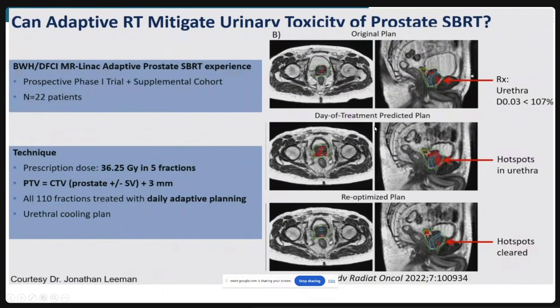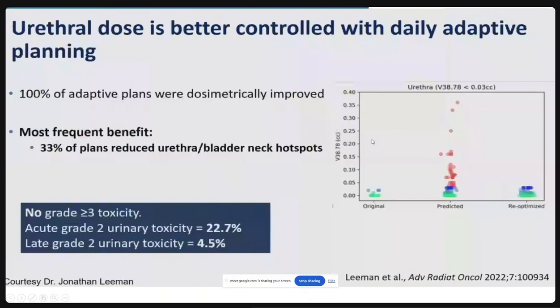Like this we do it in our center also, where we draw the urethra and then deliver the dose accordingly. As you could see, the urethral dose is much better controlled with daily adaptation as compared with the conventional CBCT. We will never be able to see the urethra. Even on a CT scan it is very difficult to see, whereas in MRI we can see it so well. We can really reduce the toxicity from the urethral side.